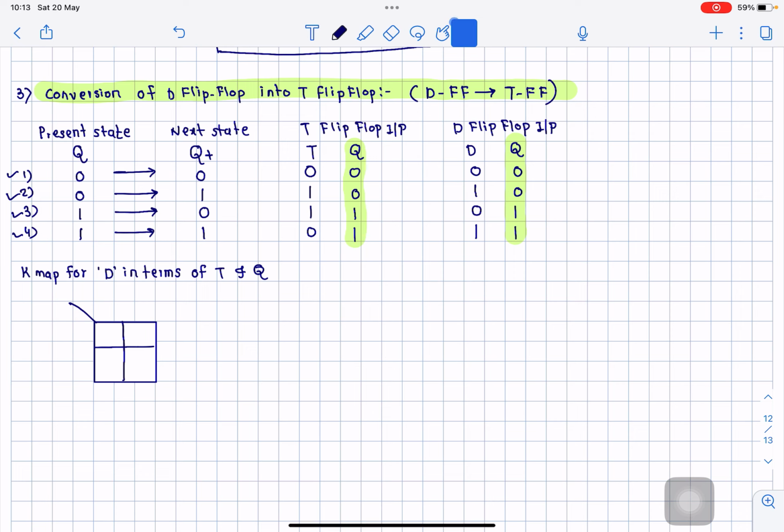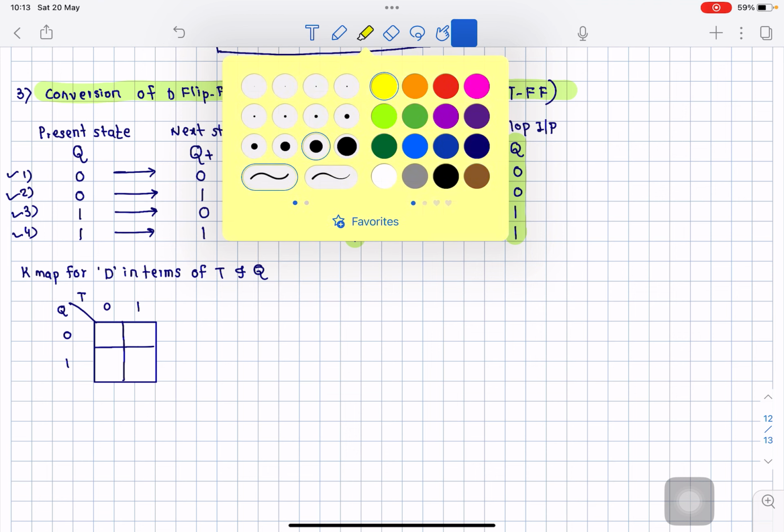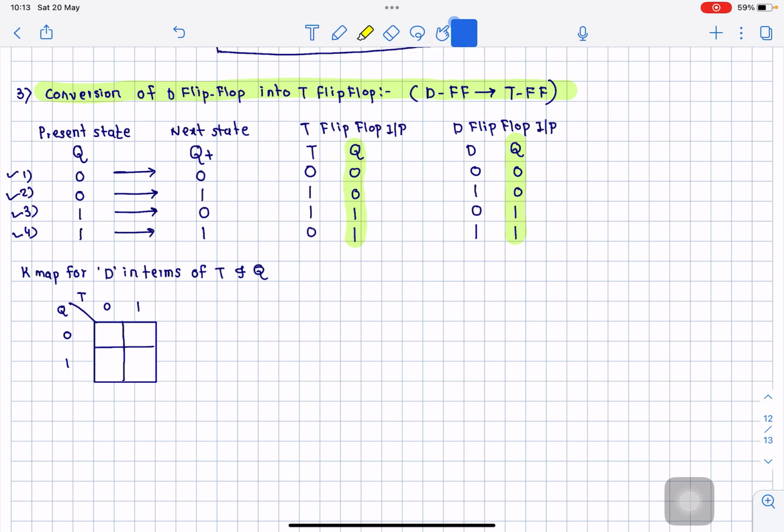Okay. So here I will write T, here I will write Q. It is 0, it is 1, it is 0, it is 1. Okay. So first of all, let us write it for the D input, right? This one, this column. First case, T and Q both are 0. When both are 0, D is 0. So this is 0, right?